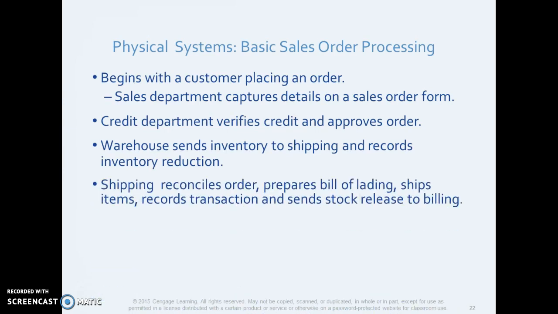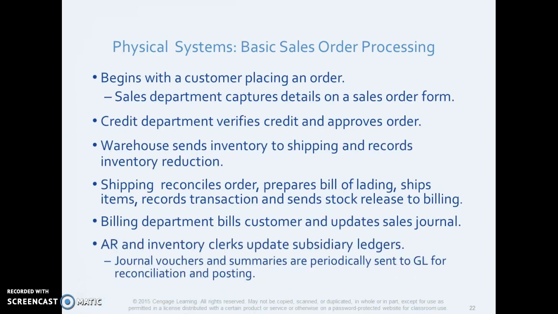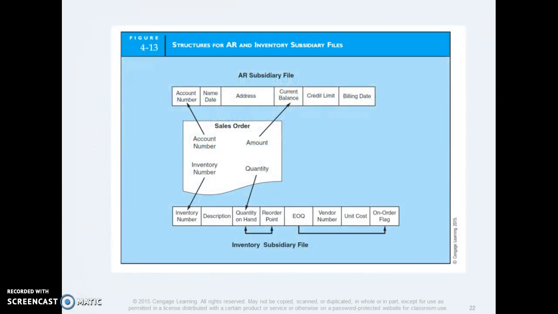The shipping department reconciles the order, prepares the bill of lading, ships items, records transactions, and sends a stock release to billing. The billing department bills the customer and updates the sales journal. AR and inventory clerks update the subsidiary ledgers. The journal, vouchers, and summaries are periodically sent to the GL for reconciliation and posting.